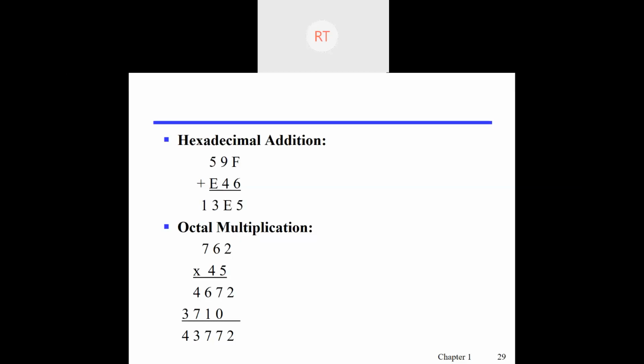F is 15. 15 plus 6 is 21. Do you agree? Yes. So 21 is a number that exceeds 16. So what do we do? We subtract 16. I have a 5, so it's a 5, carry 1. You got the idea? We continue now. 1 plus 9 plus 4. Who can help?